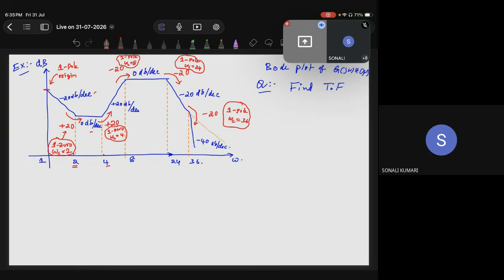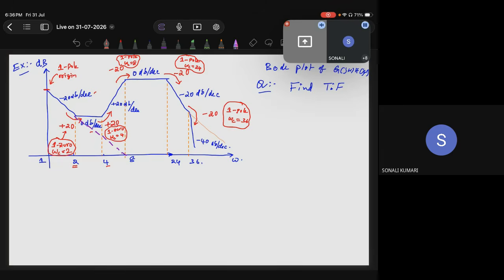One more thing I forgot. This is extended like this. This means that if you extend the slope line, it will reach at 8. Is this clear?